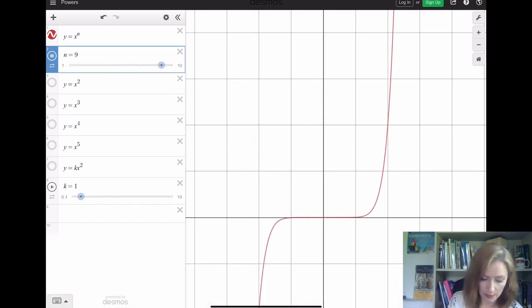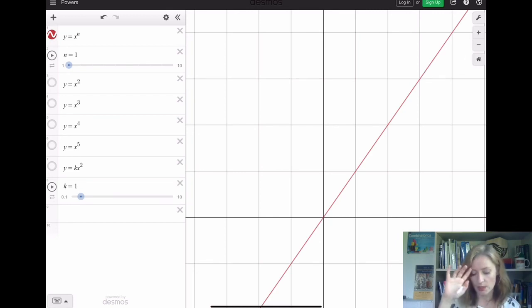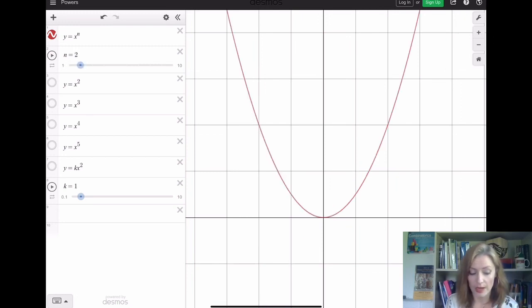So let's see what happens. This is what my little animation now looks like. I can stop it at any time to just actually take a closer look at what I'm getting. So at n equals 1, we have y equals x. Just a straight diagonal line, nothing too surprising here. At n equals 2, we have a familiar x squared parabola shape.